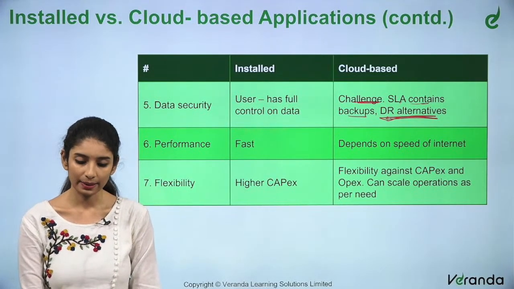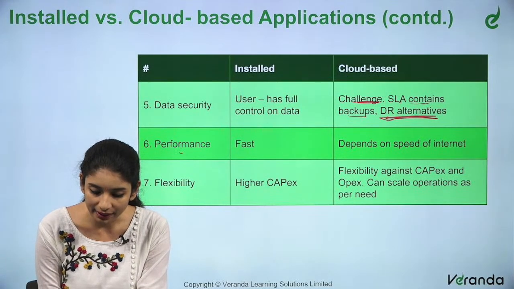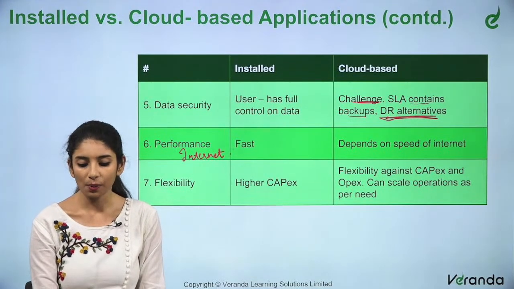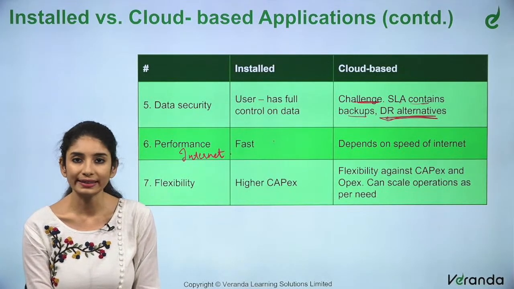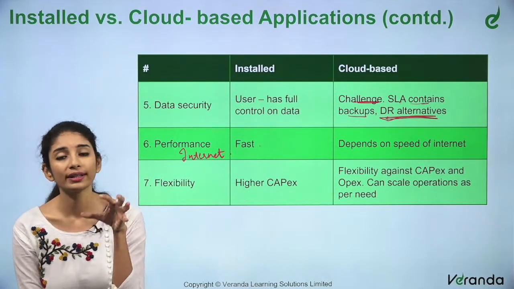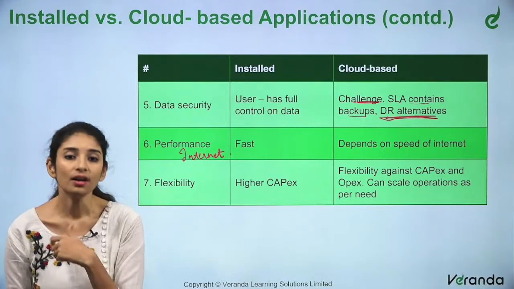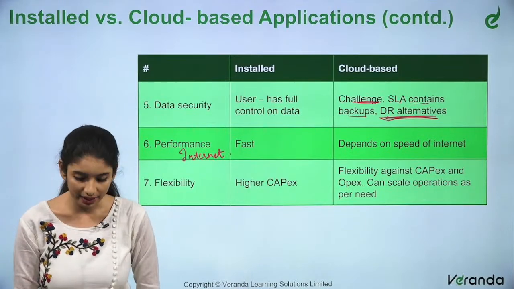What happens to the data, right? Now, performance, write down internet. Performance means internet. Because this does not require any internet, it is very fast. Fast because it does not need the internet, and it is installed in the system itself. So, it's faster to access it.